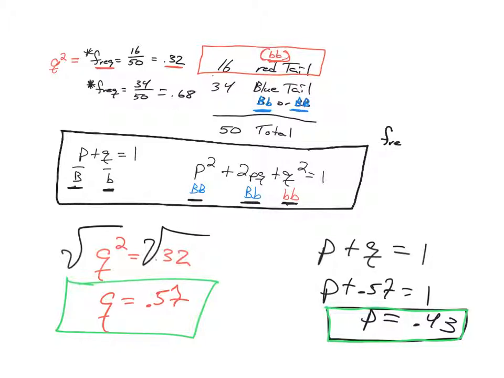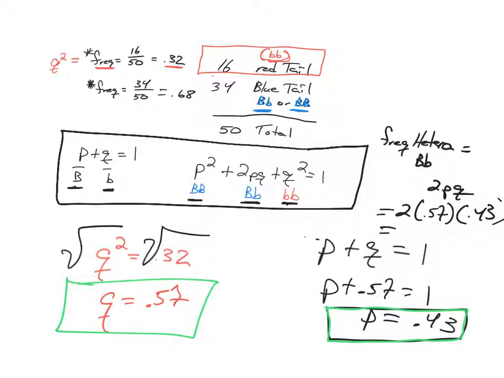So what's the frequency of the heterozygote? The frequency of the hetero, which is big B little b, is equal to 2PQ, which is equal to 2 times 0.57 times 0.43, which I'm hearing is equal to what? 0.49. So the answer is 0.49, the frequency of the heterozygote is 0.49. The next question is, what's the predicted frequency of the homozygous recessive?